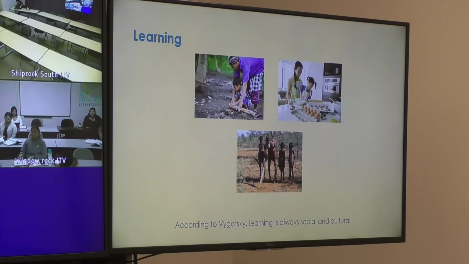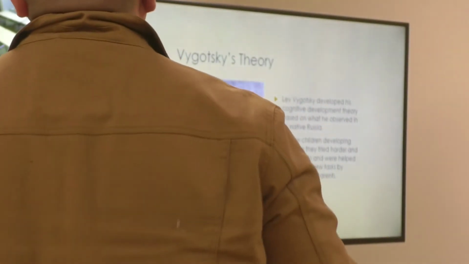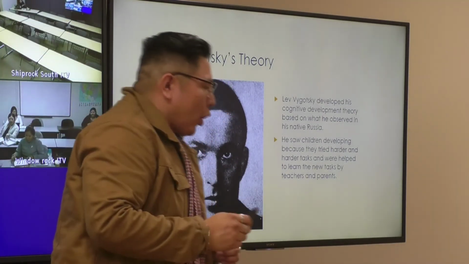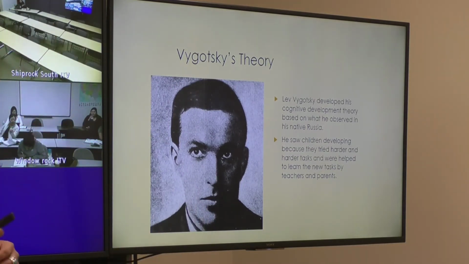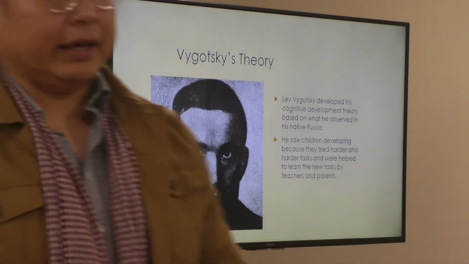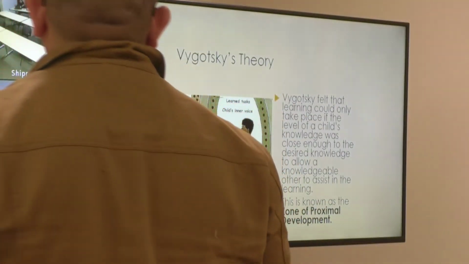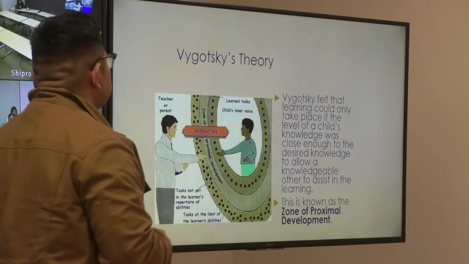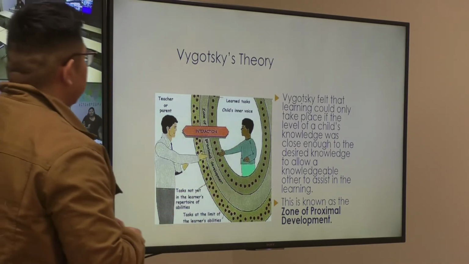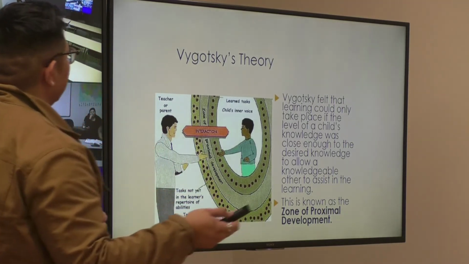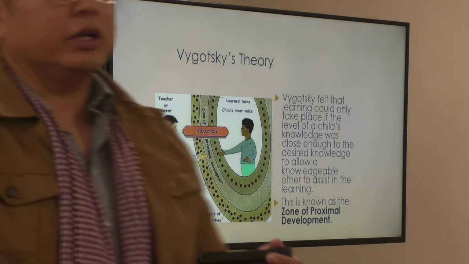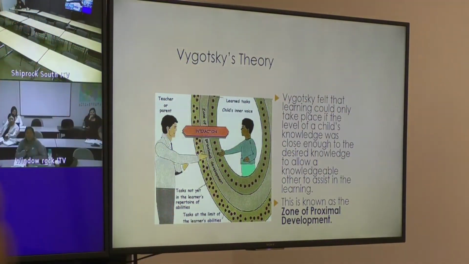Vygotsky developed his cognitive development theory based on what he observed in his native Russia. He saw children developing because they tried harder and harder tasks and were helped to learn the new tasks by teachers and parents. Primarily, that's what you're doing. You're guiding them. So you have an interaction, learned tasks, the child's inner voice. Vygotsky felt that learning could only take place if the level of a child's knowledge was close enough to the desired knowledge to allow a knowledgeable other to assist in the learning. This is known as the zone of proximal development. They primarily learn based upon what they know, therefore you're able to guide them as you're going along.